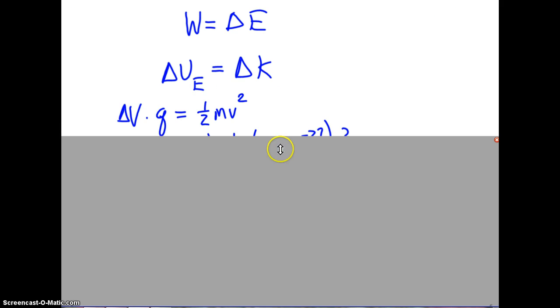Well, how do we calculate change in electric potential energy? It would be V times Q, but because it's a change in electric potential energy, it would be delta V times Q. And since the proton started from rest, there is no initial kinetic energy. Therefore, the change in kinetic energy is simply the final value, 1/2 mv squared minus 0, so just 1/2 mv squared.